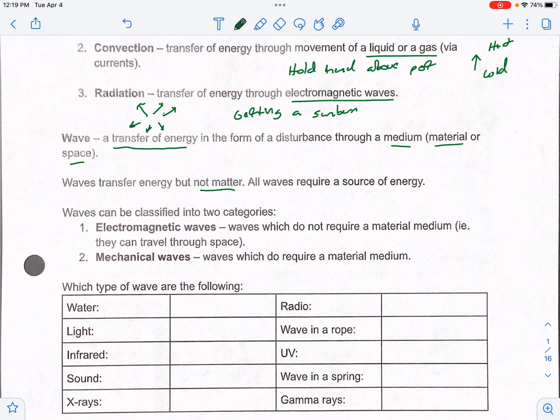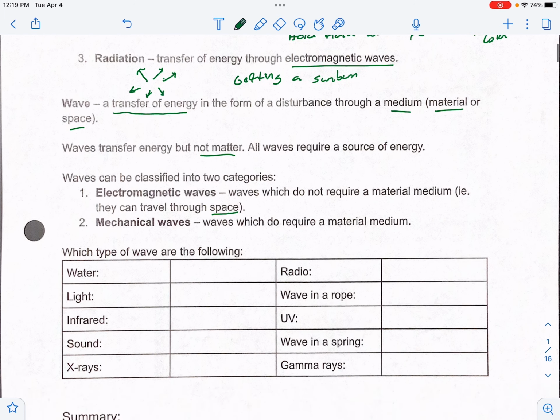Now, waves can be classified into 2 categories. You have electromagnetic waves, which do not require a medium, so they can travel through space, because remember, space is a vacuum. There's nothing there, no particles. Versus mechanical waves, which have to have something to transfer to. There has to be some type of particle there to transfer.